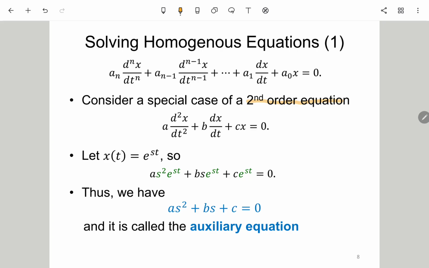First order is too simple, so second order will be general enough for you to understand how to solve the homogeneous equation. But if it's a high order, even third order, fourth order, if the numbers are given good enough, then it will still be hand calculable. Anyway, a second order constant coefficient ODE can be like a times the second derivative plus b times the first derivative plus c times the original function.